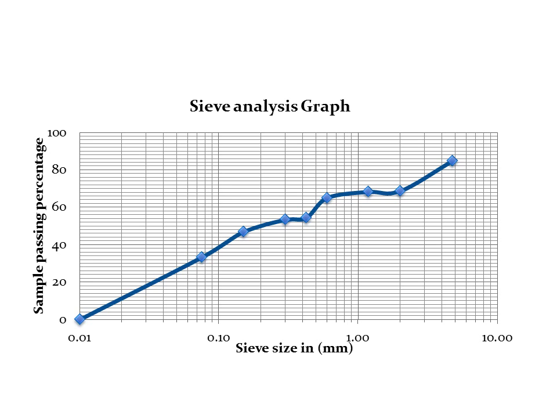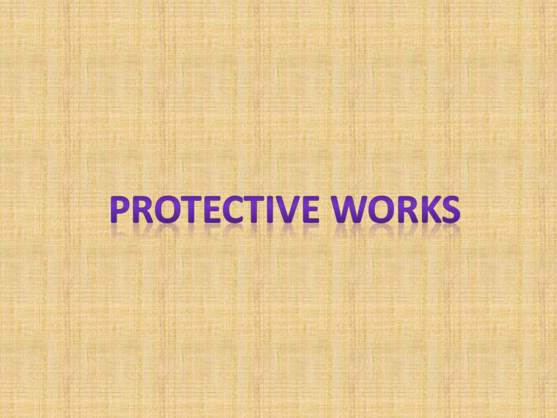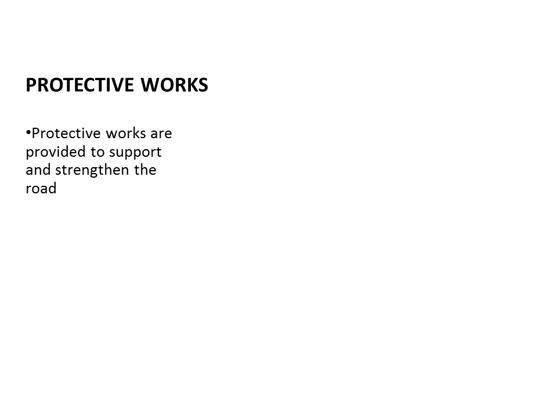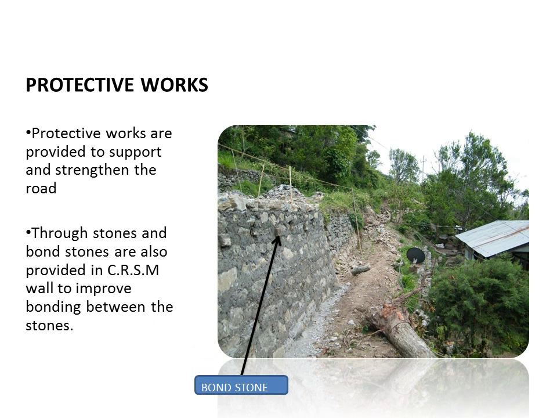This is the graph showing the sample passing percentage and the sieve size. Since the terrain is hilly, protective work needs to be done around the road in order to sustain the strength of the road. These are the protective works which are performed to provide support and strengthen the road through stones and the bond stones provided as CRSM to improve the bonding between the stones.